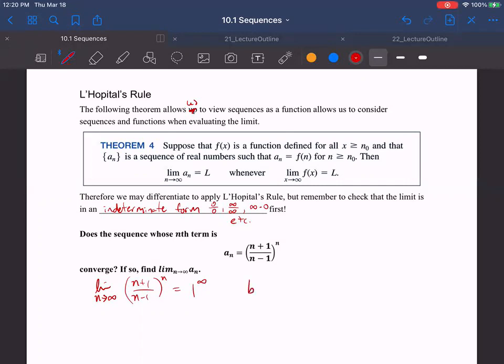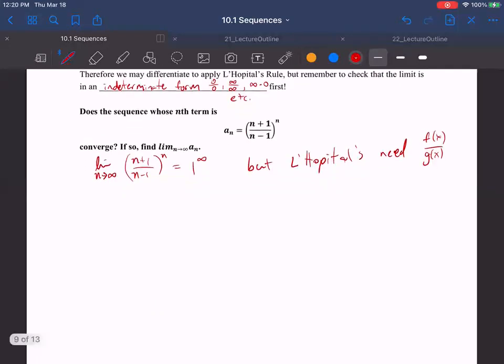No, what I mean is, well, I guess, but we need an f of x over g of x kind of a thing, right? Which we don't have here. So let's do some trickery to get it into something like that.